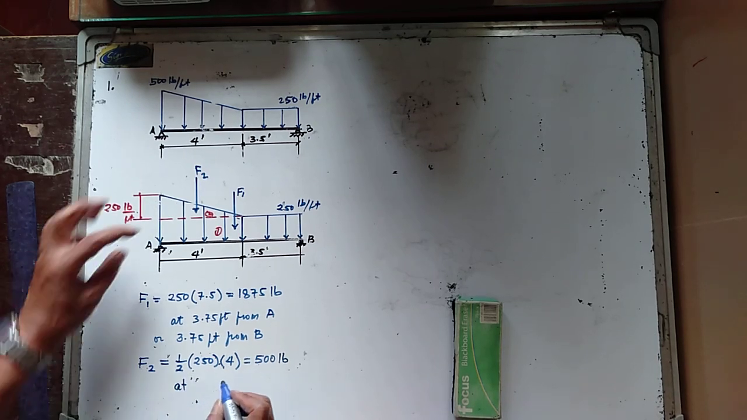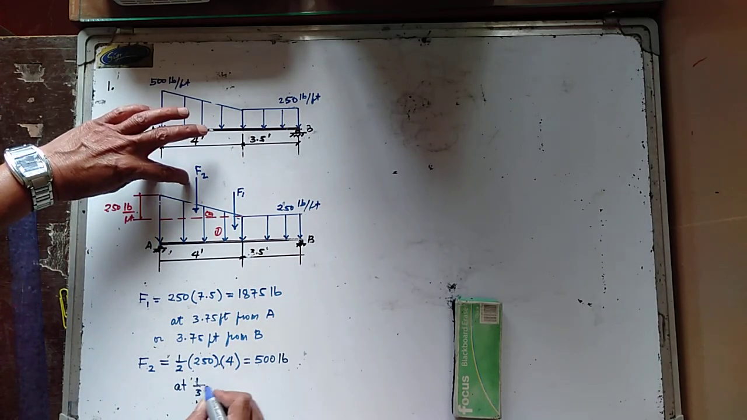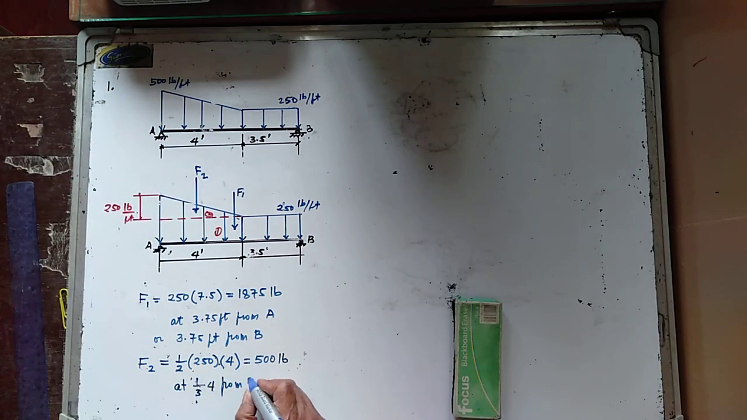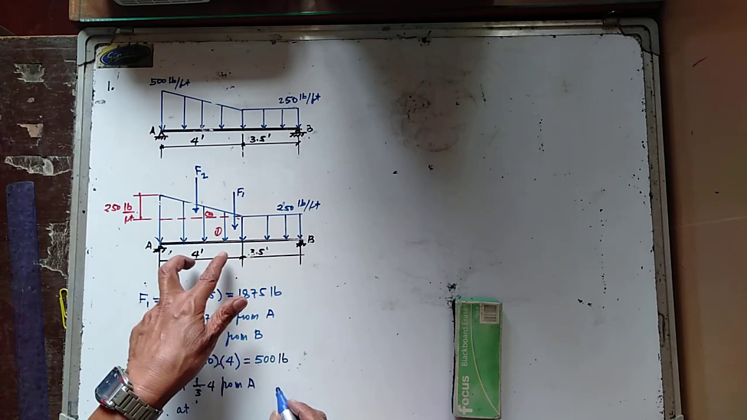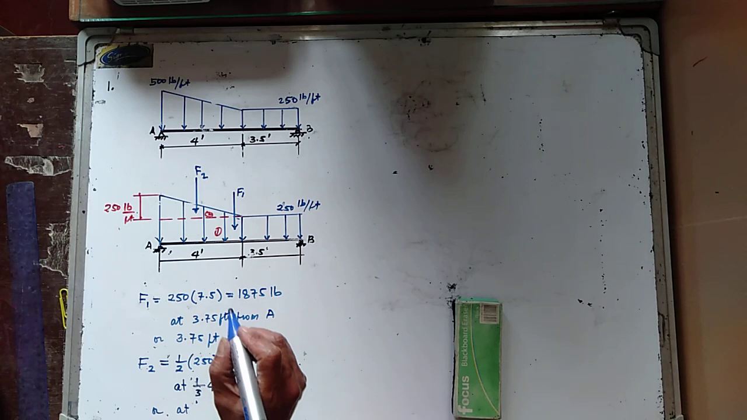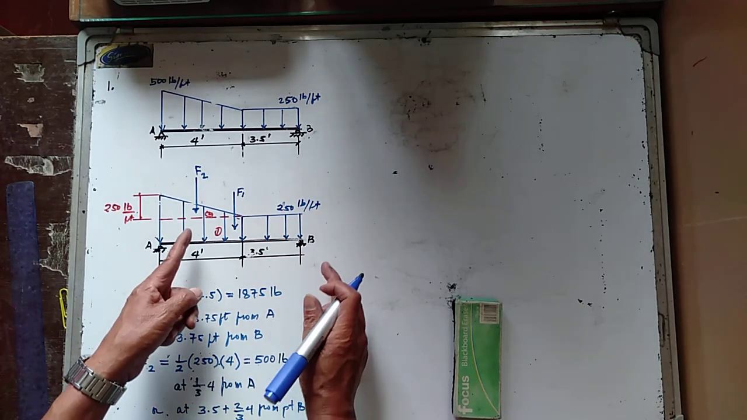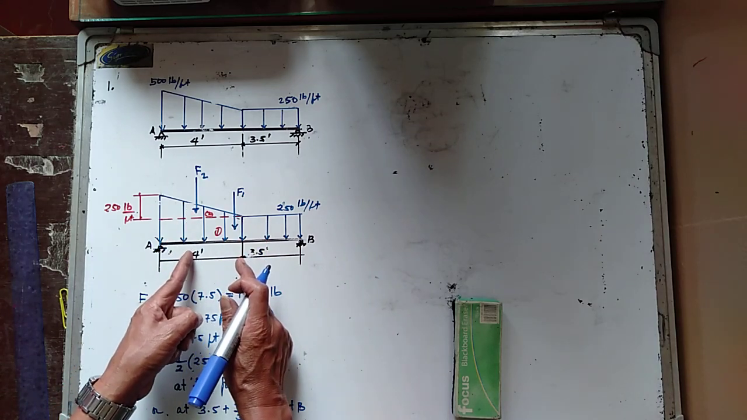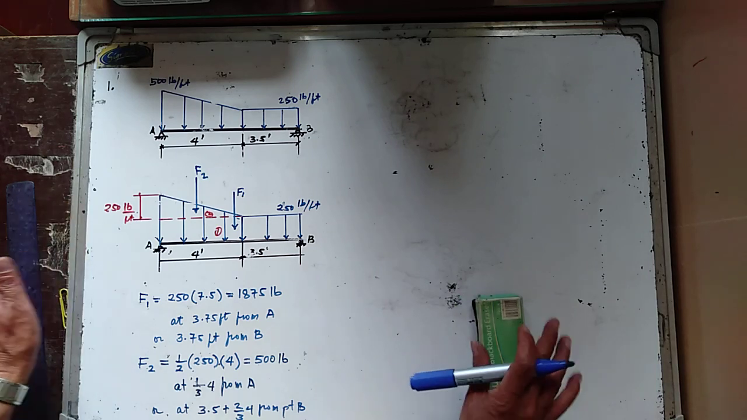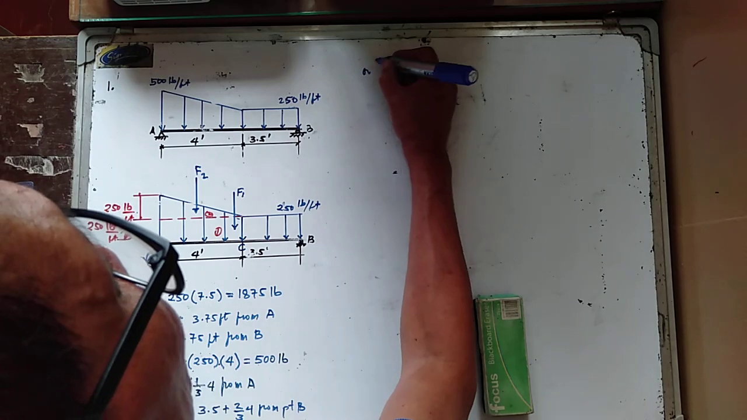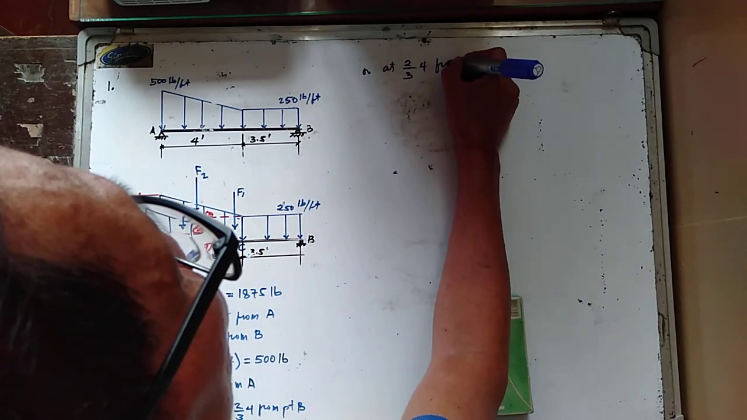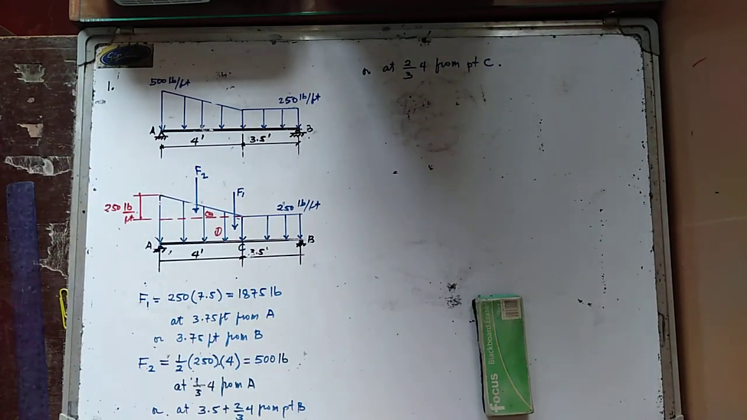And this is acting at 1/3 of 4 from point A, or at 3.5 plus 2/3 of 4 from point B. So that is 3.5, and this one is 2/3 of 4. So 3.5 plus 2/3 of 4 from point B. Or if I consider this one here as point C, that is at 2/3 of 4 from point C.